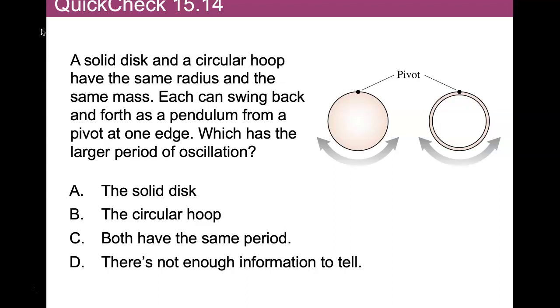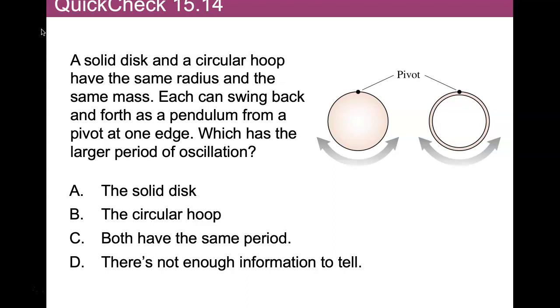So the mass is the same. They have the same radius. The center of mass for both is at the center, so the distance between the center of mass and the axis of rotation is the same. So the only thing we need to figure out to answer this question is the moment of inertia around that pivot point. Which one has a larger moment of inertia?